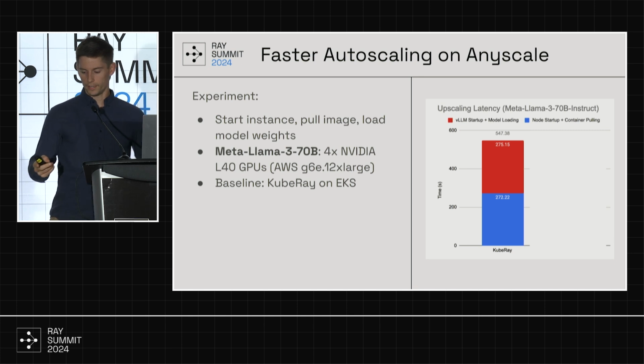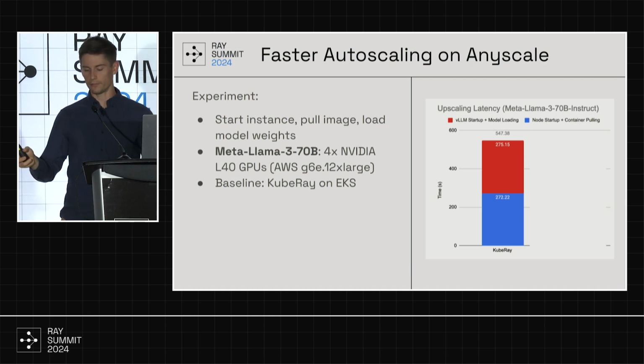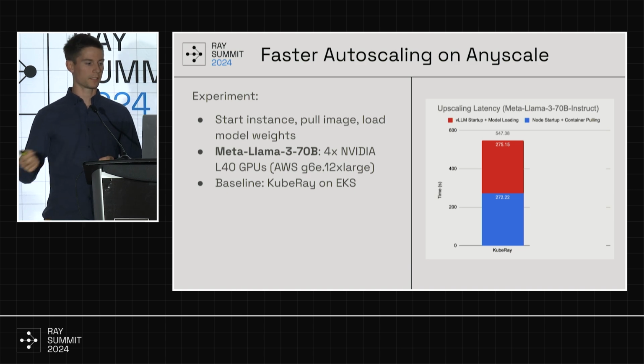Here I have it on the plot on the right. For a 70B model, it takes almost 10 minutes end to end, and about half of the time is spent starting up a node and pulling a container image. The other half is spent waiting for vLLM to start up, download the model, and then load the model into GPU memory. And this is for FP16, so the model weights are about 140 gigabytes total.